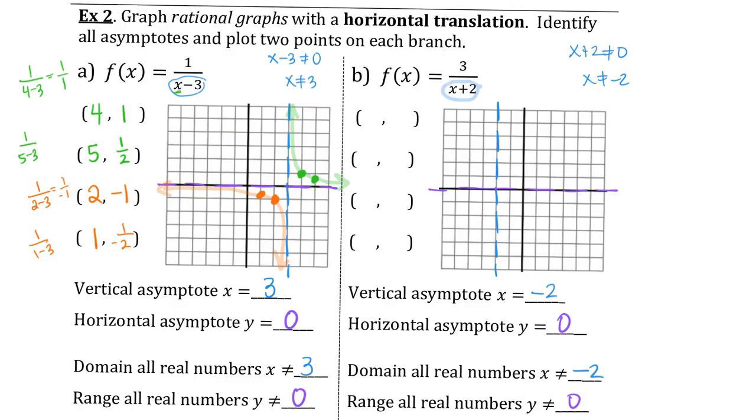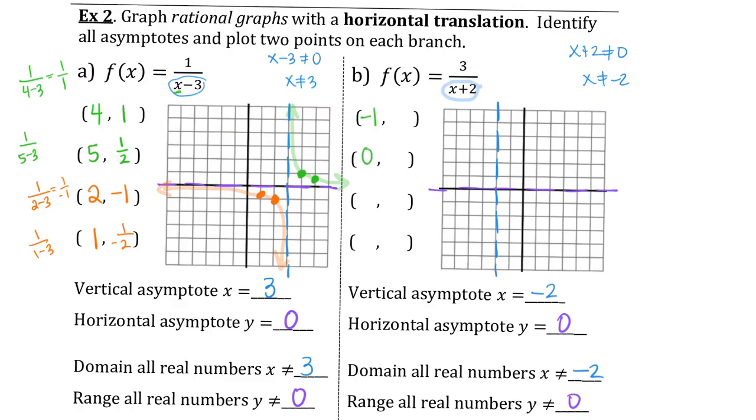Okay, because it's asking for 2 points per branch, I'm going to pick 2 points. My vertical asymptote's at -2. So I'm going to pick a couple on the right, a couple on the left. So if this is -2, let's plug in -1 and 0. I'm okay if you do this in your head, just be careful.